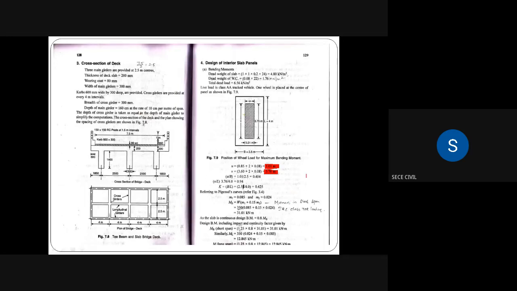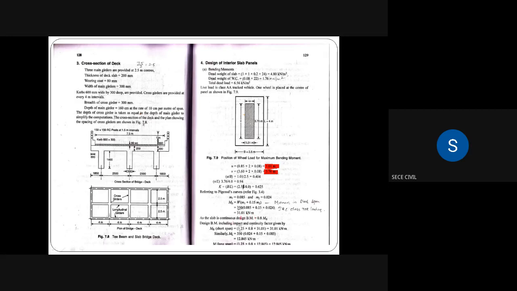Okay, so to calculate M1, M2, for that purpose we need U by B and V by L. So U by B, here U is 1.01, B is 2.5, 0.404. Similarly, V by L is 3.76 divided by 4, 0.94. Then K is equal to B by L, so B is 2.5 divided by L 4, so 0.625. Once again, we are referring to that same Pigeaud's curve and calculating M1, M2 values. Then we are substituting in the moment in short span formula and moment in long span formula, and calculating the bending moments. Okay, 31.01 kilonewton meter.